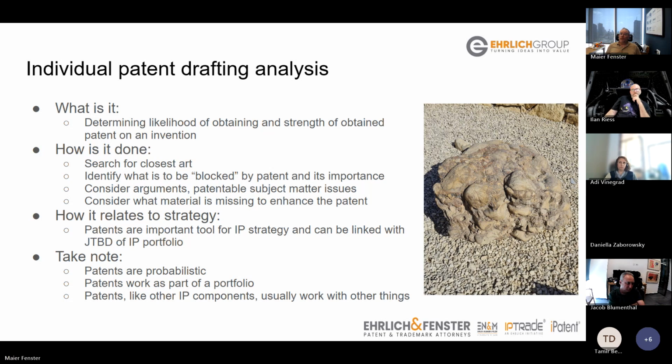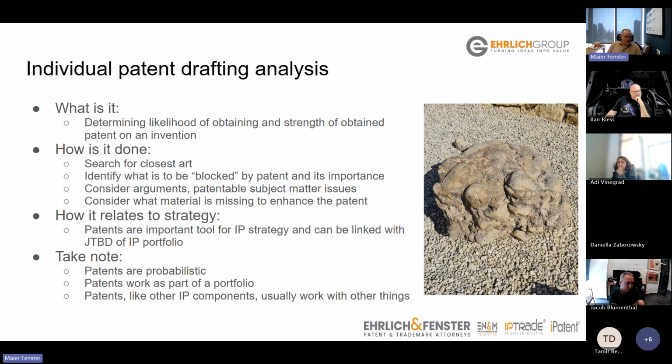So, how do you do it? The standard way is you look for closest prior art. You try to figure out what it is a patent is supposed to block. Not all patents have blocking as a main job, but what is going to be blocked and how important it is. You think about what arguments might be made against you, patentable subject matter issue, especially 101. And you ask what information, if you had, would make the patent better.